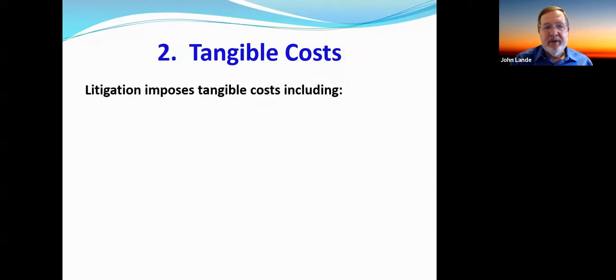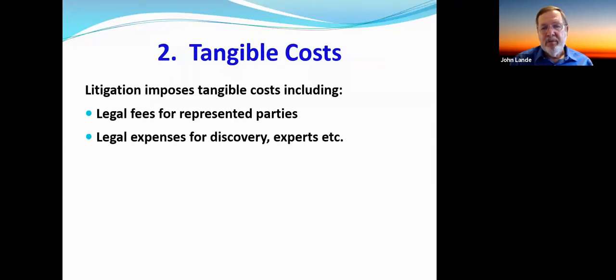And I mean, this is obvious. Litigation imposes tangible costs, including the legal fees for represented parties, legal expenses for discovery and for experts and so on. And this can be quite substantial and can make a big difference to parties. One of the things, again, lawyers often have a hard time making realistic estimates about what the costs are going to be because it's just unpredictable. A lot depends on how much the parties are going to fight with each other. And it's just very hard to know.